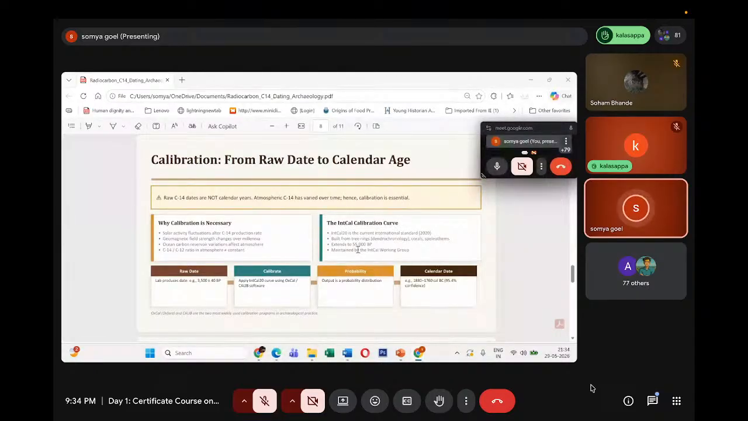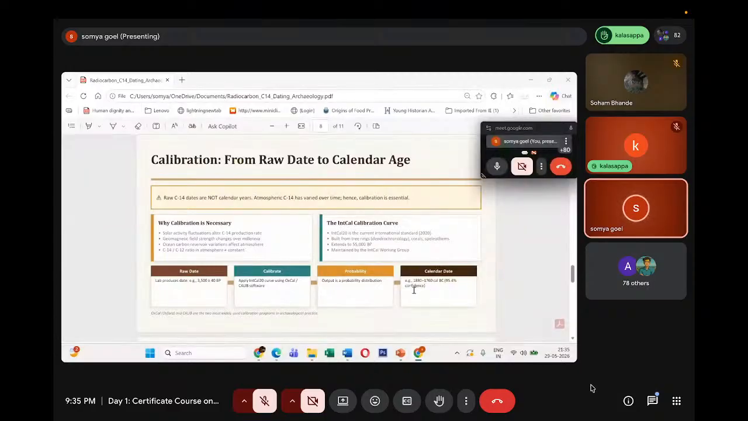So the current standard, the international standard, we'll be talking about that now, because we do not have an Indian standard, right? Everyone follows the international standard, which is IntCal20, published in 2020. This calibrated output is always a probability distribution. So it does not give us a single year, but a range. We won't get a single year like 1820 BCE. We'll get a range from 1880 to 1760 BCE, for example.